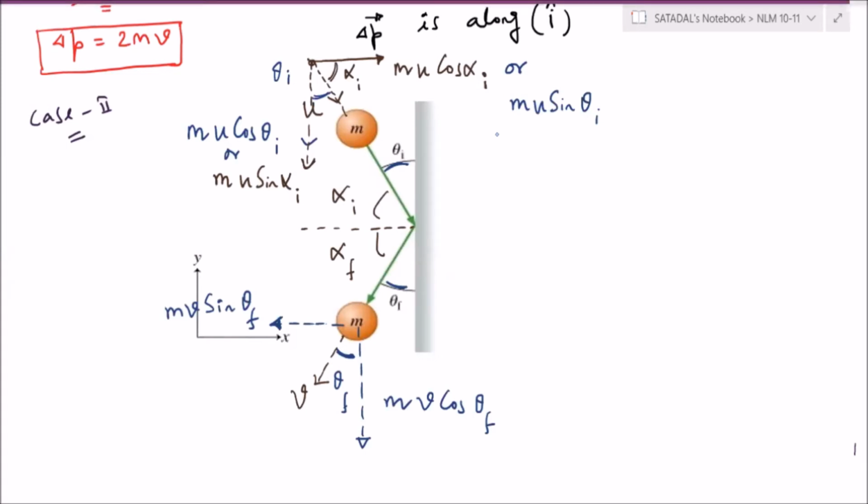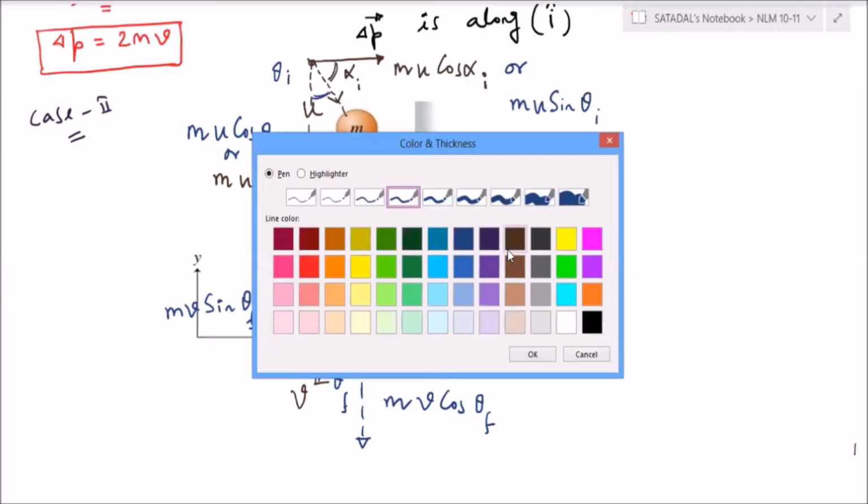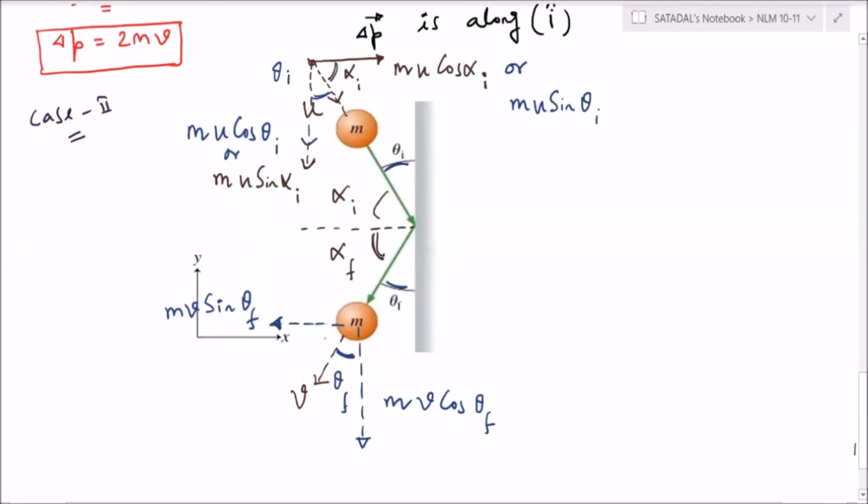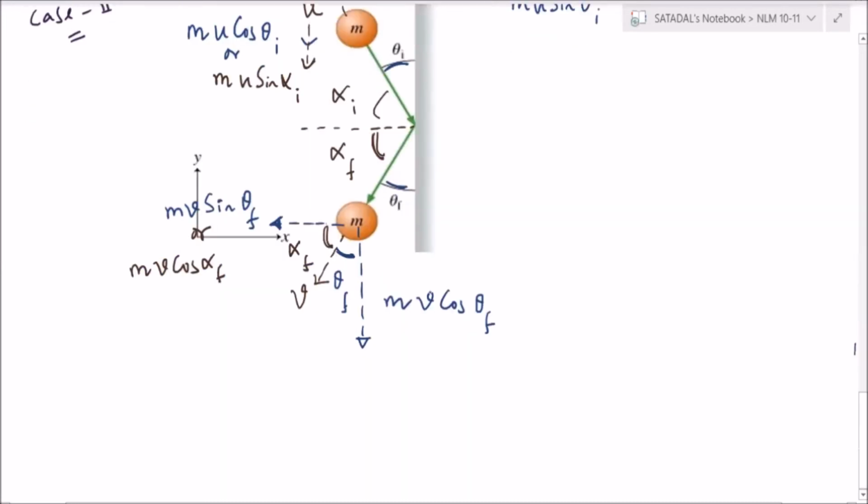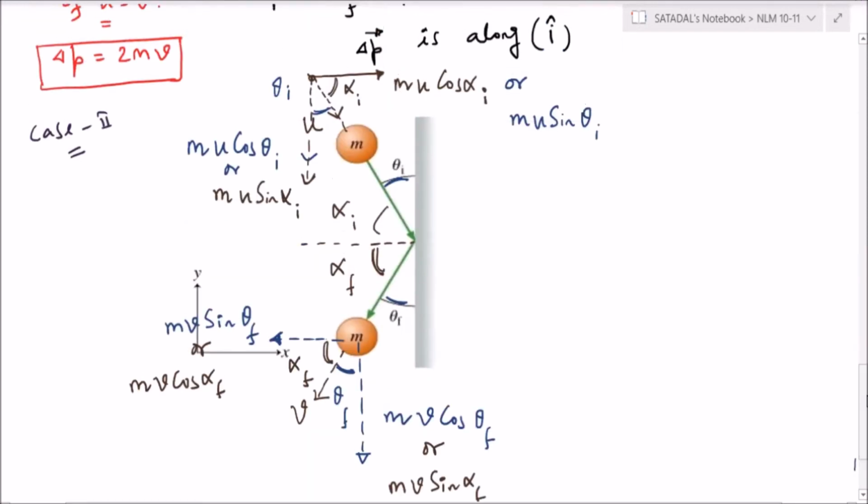Now you go for this angle. If this is alpha f, you're also going to get this angle as alpha f. So horizontal component will be mv cos alpha f, and along y, what will you get? mv sine alpha f. I think this is clear. Component division is clear to you based on the angle that we do.